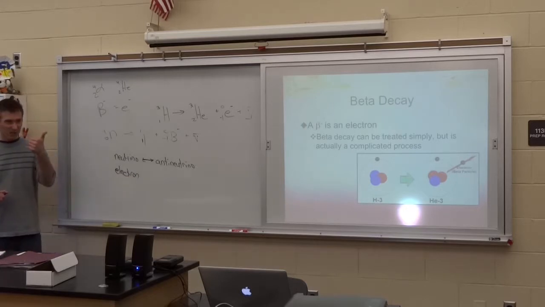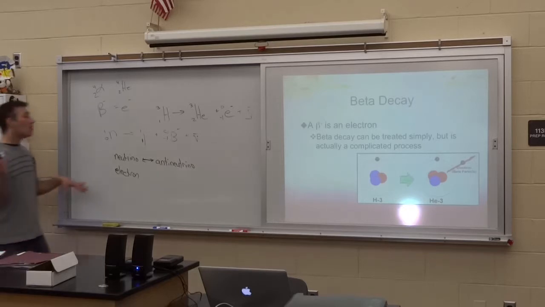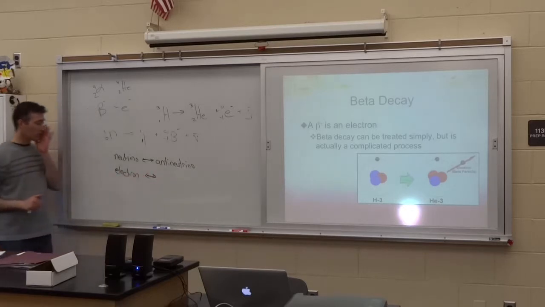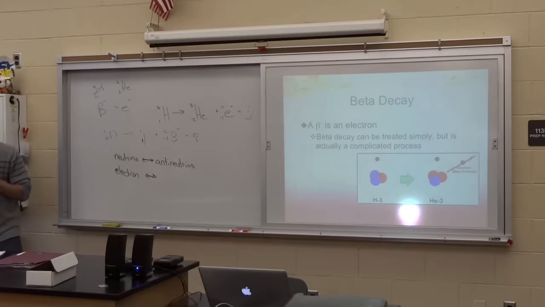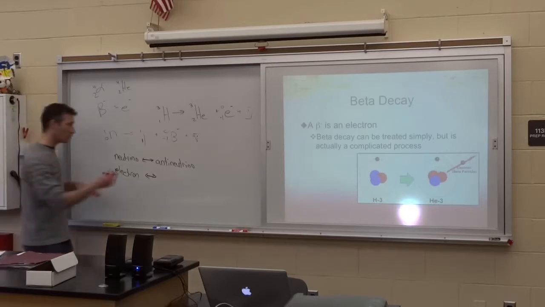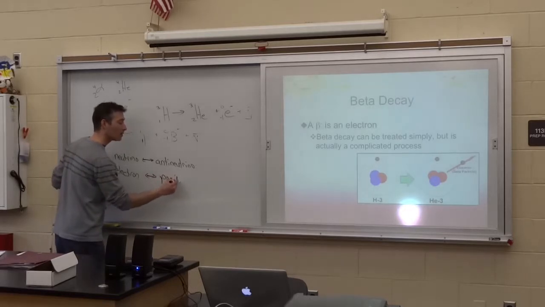It has the same mass, it has an opposite charge, and I'm not sure about its spin or color, which are like the other 2 quantities that describe particles. But what do we call the antiparticle? A positron. A positive electron.